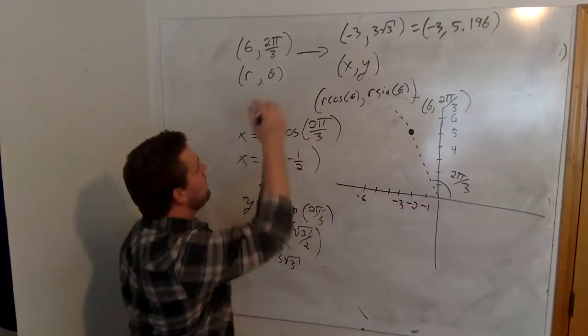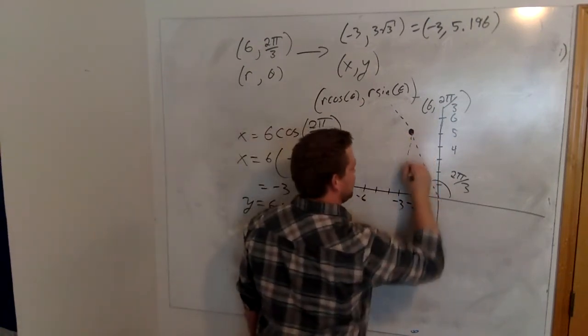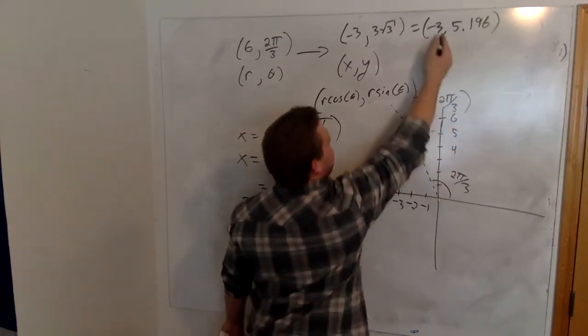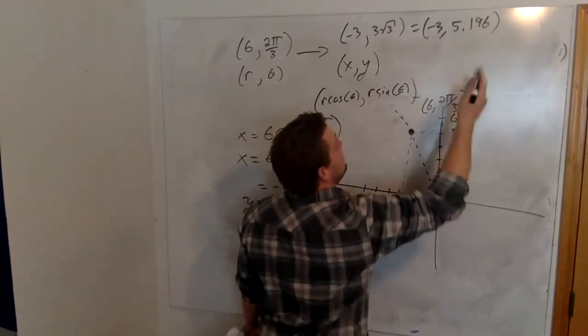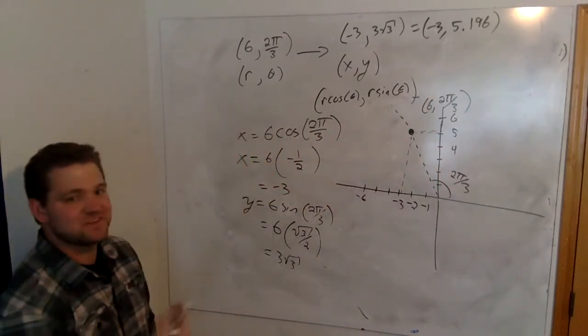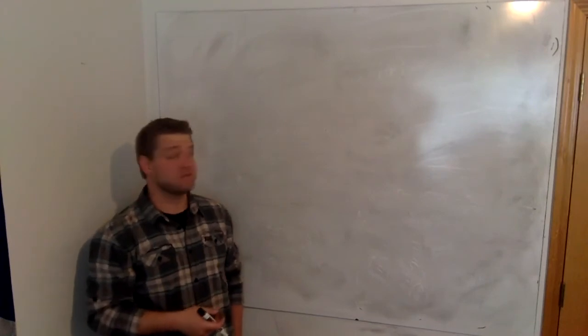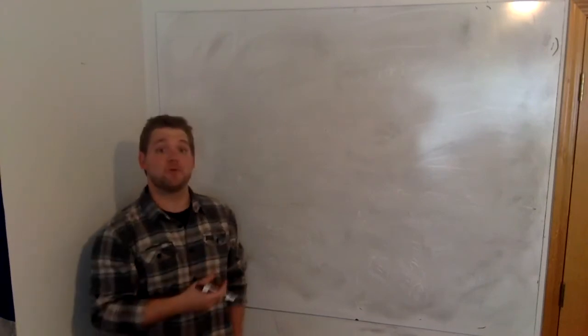And we can see here, look, if we drop this down, it's hand drawn. But roughly negative 3 and 5.196. So this worked out great. Let's now get some practice with converting from rectangular coordinates to polar coordinates.